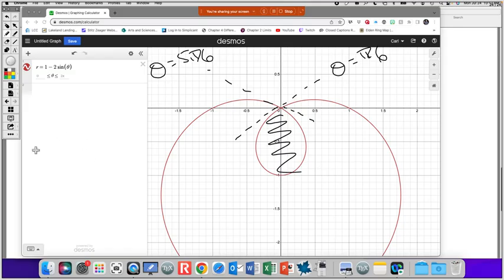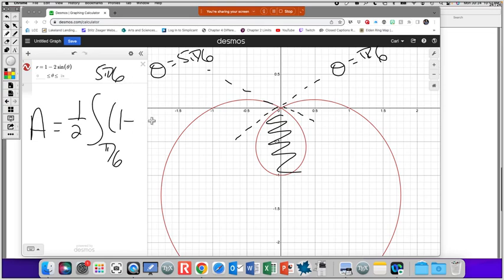So I know that my area is going to be, don't forget the half, 1/2 integral from pi over 6 to 5 pi over 6 of (1 minus 2 sine of theta) all squared d theta.